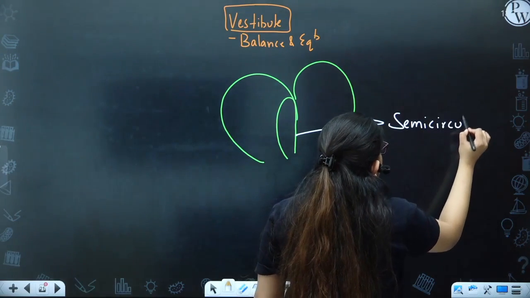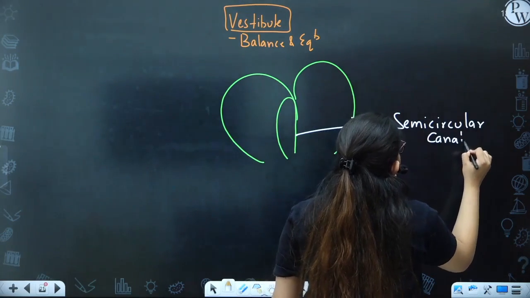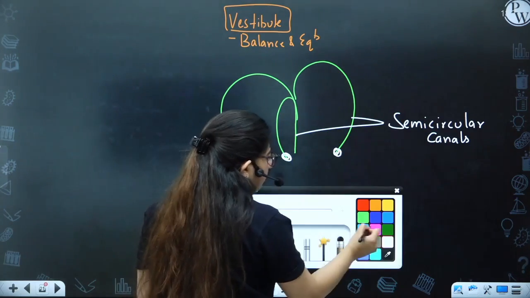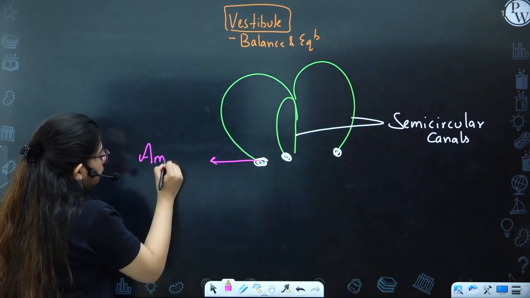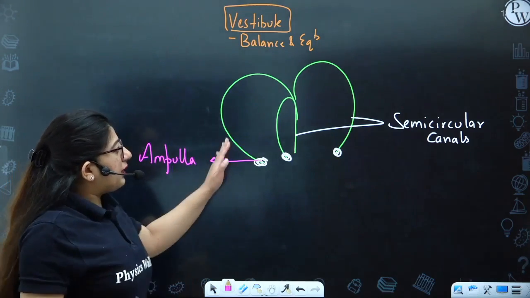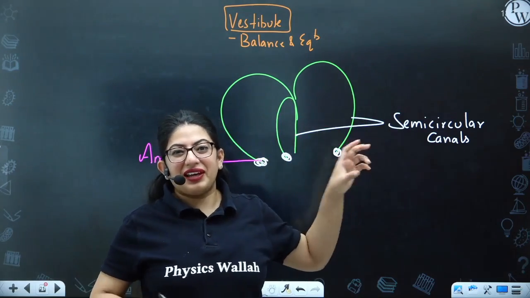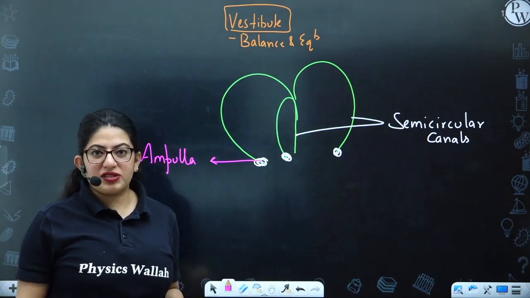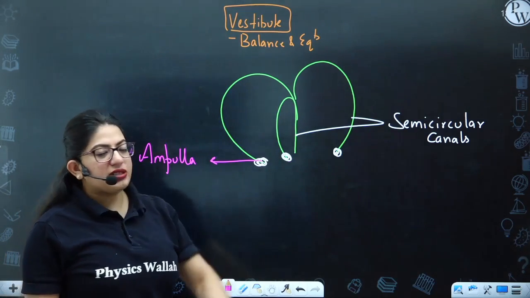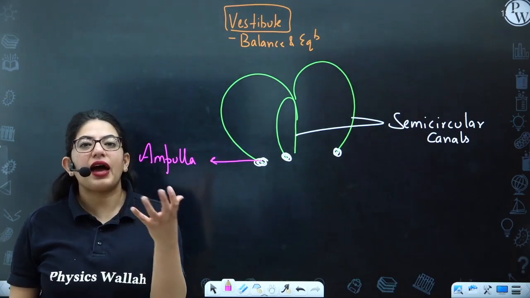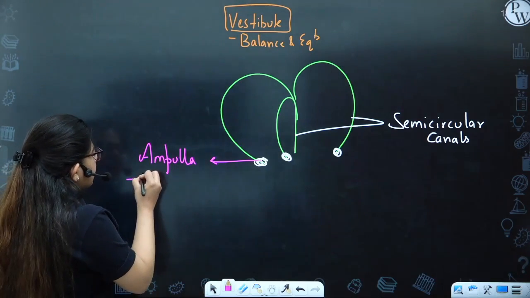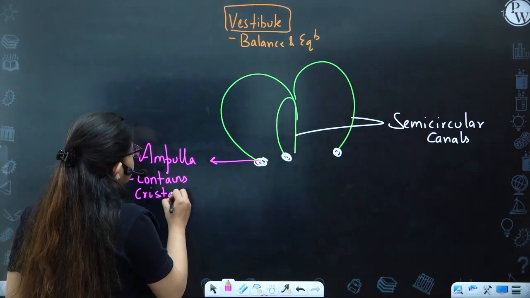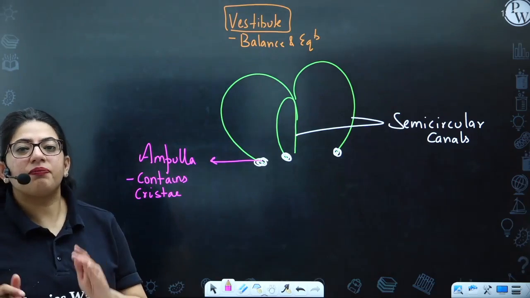These semicircular canals, at the base, have these swelling portions, and these are known as ampullae. These look like the ears of a Mickey Mouse. Semi means half, because they are half circles. At the base of every semicircular canal is a swelling-like structure known as ampulla. This ampulla contains cristae. Cristae contain the sensory receptor which helps in balancing.